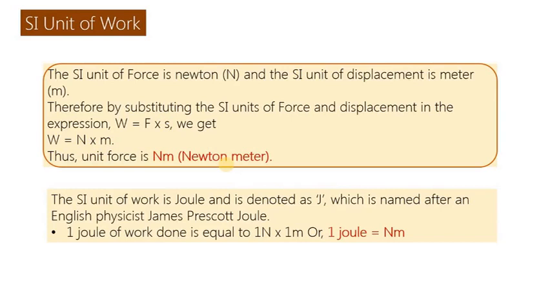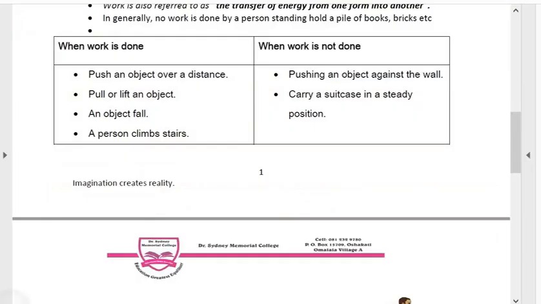So that Newton meter is also equivalent to the joule. When we say a Newton meter, that's just the same thing as 1 joule. 1 Newton meter is equal to 1 joule. It's equivalent, right? So that is the unit of work.